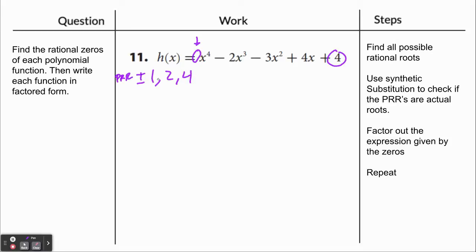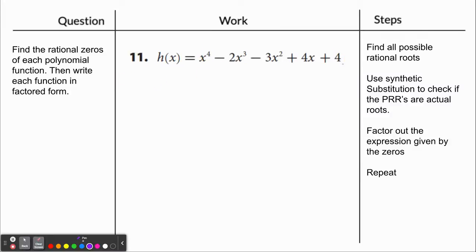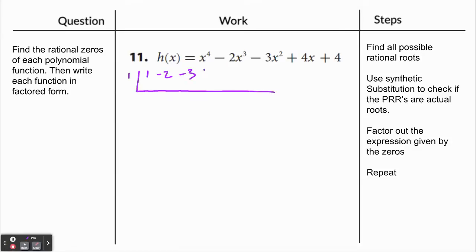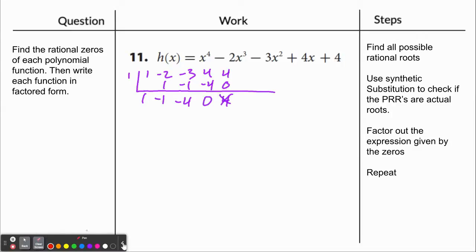So basically I'm going to use these and synthetic substitution to plug into this entire long string of numbers here, to figure out which ones give me zeros and go from there. So to start us off, I'm going to try positive 1. So this is 1, negative 2, negative 3, 4, and 4. Bring down the 1. 1 times 1 is 1. Add these together to get negative 1. Multiply 1 times negative 1. Add these together to get negative 4. Multiply to get negative 4. Add to get 0. And I do not get 0, so positive 1 is not a root for this equation.